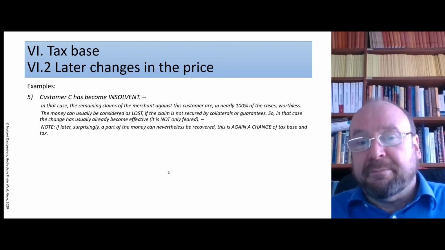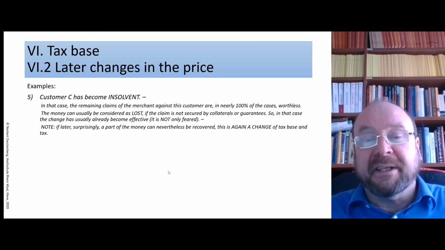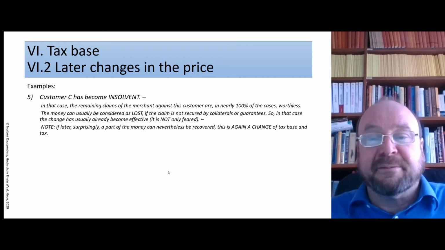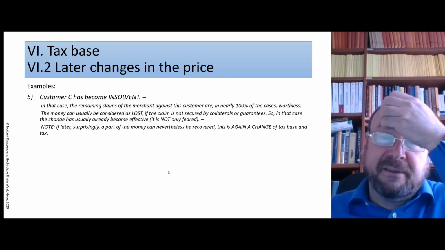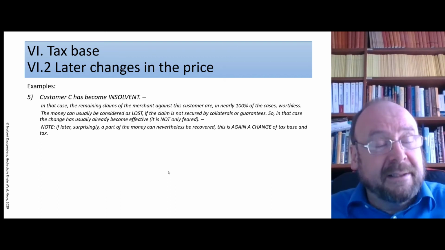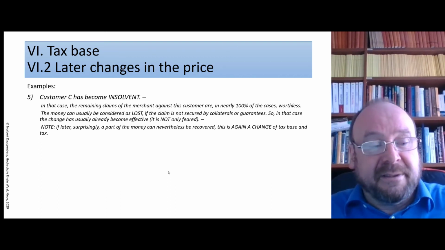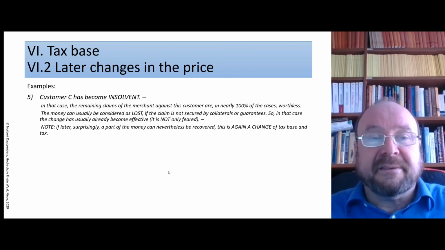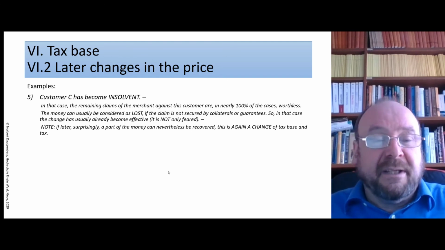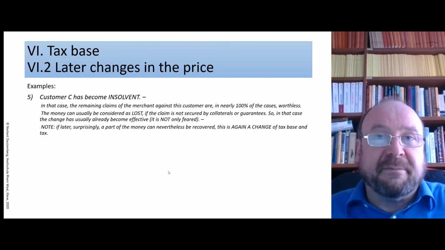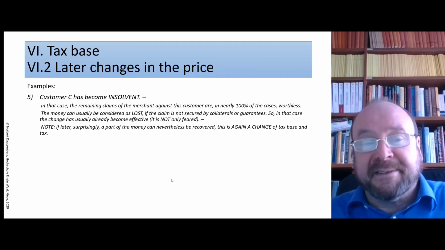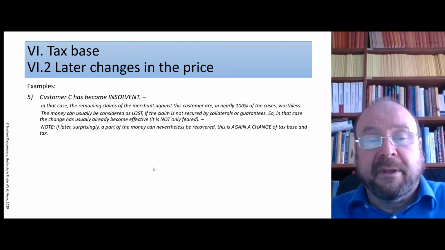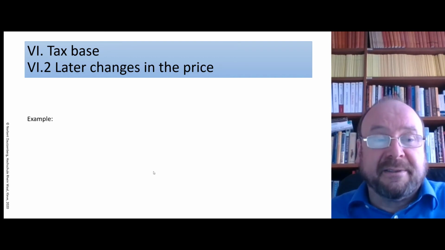If later, surprisingly, a big part, a small part, or a very small part of the money can nevertheless still be recovered, this would be again a change of the tax base and tax, because in the moment when insolvency happens and you say, okay, that's it, I never see that money which I can claim again, then you would correct tax and remaining tax base, remaining tax to 0. And naturally, if later it turns out that you can still recover some 50 or 100 euro, this would be again an increase in the tax base and the tax. So here a change would perhaps happen twice in the course of time. Well, why not? That's the system which underlies all these things.